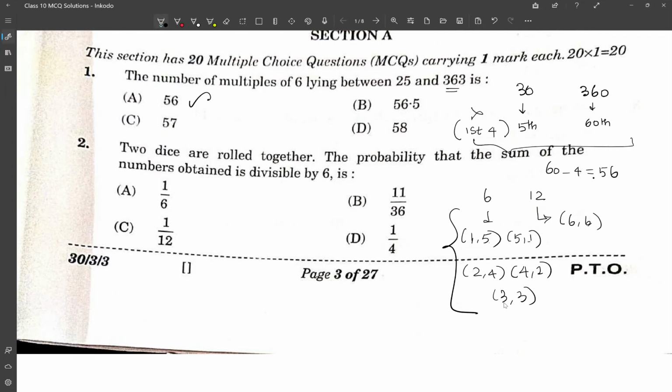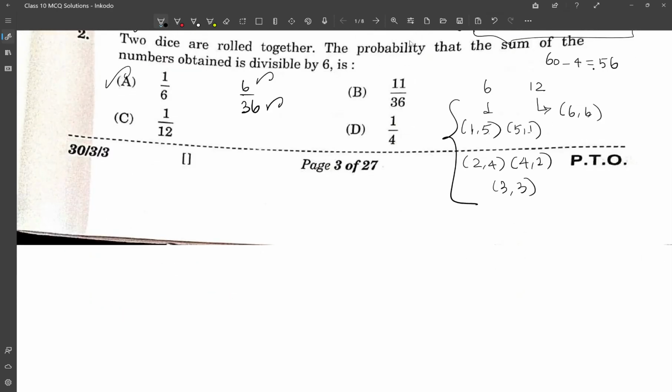So the total favorable outcomes would be 6. So 1, 2, 3, 4, 5, 6. So 6 out of 36. The total number of possible outcomes is 36 because two dice are rolled. The total answer would be 1 by 6. Moving on to the next question.